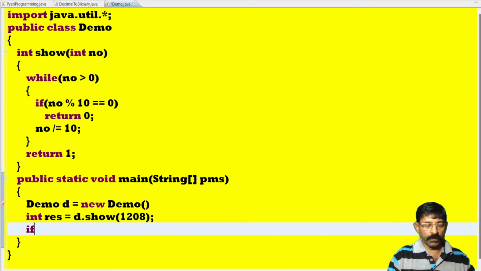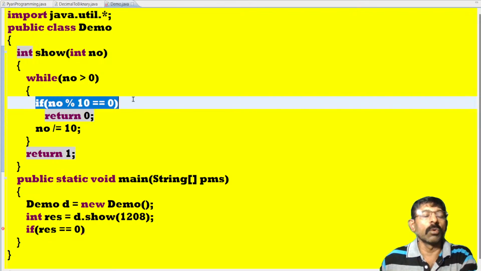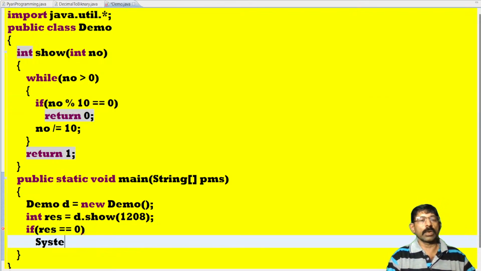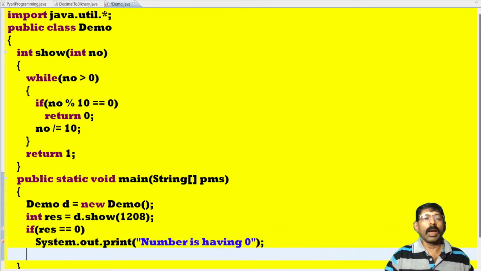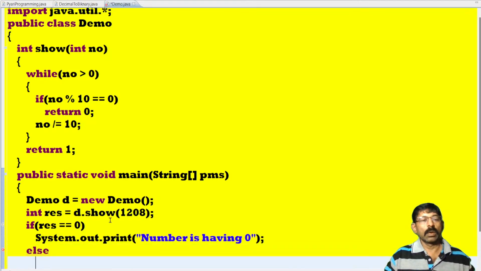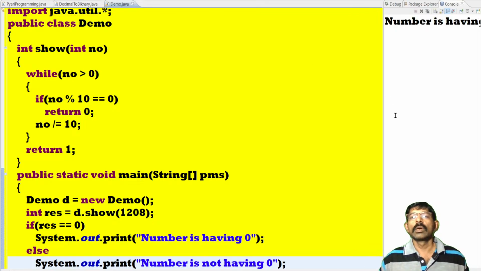Here I am saying if the return value, here I missed a semicolon, if the return value is equal to 0, that means the number contains 0. I will display System.out.print: number is having 0, else number is not having 0. Let's execute. Look at the output.